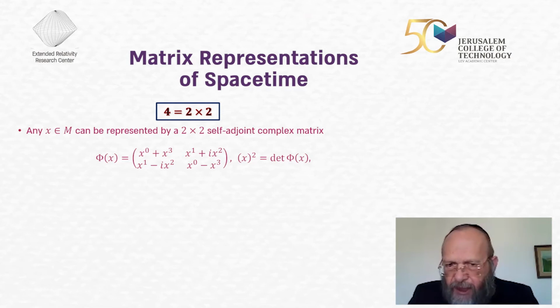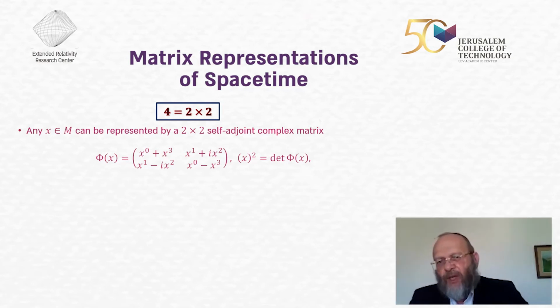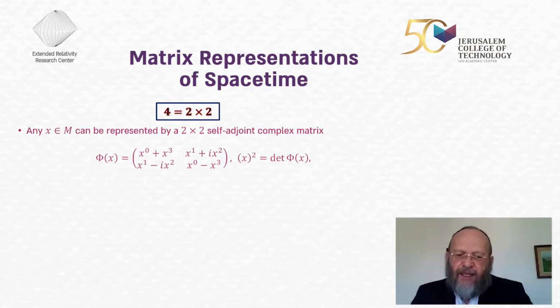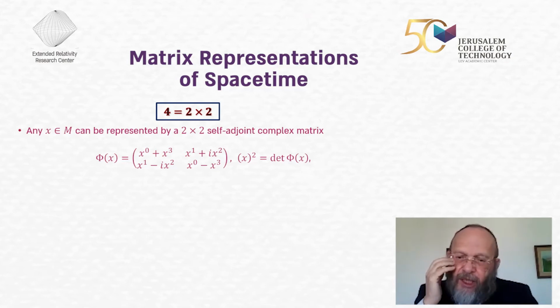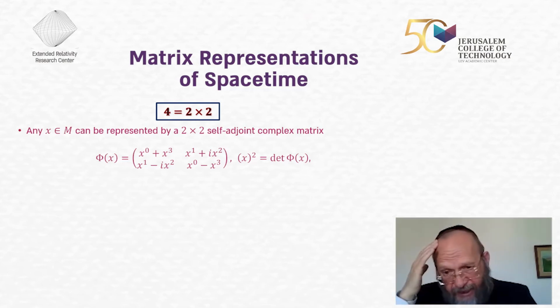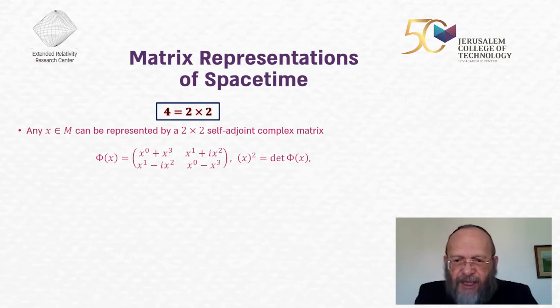What is nice with this representation is that the interval is simply the determinant. The determinant of this matrix is x0 squared minus x3 squared minus x1 squared minus x2 squared. Exactly the interval. This is very convenient. Why? Because if you multiply by any matrix of determinant 1, it will preserve the interval. So you have a very large collection of mappings transforming the Minkowski space while preserving the metric.